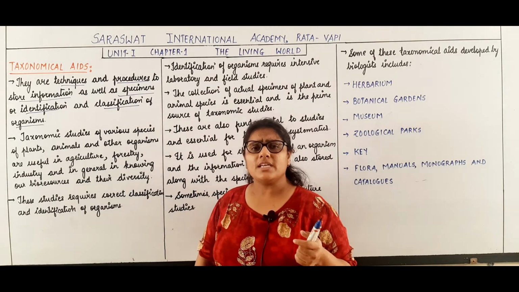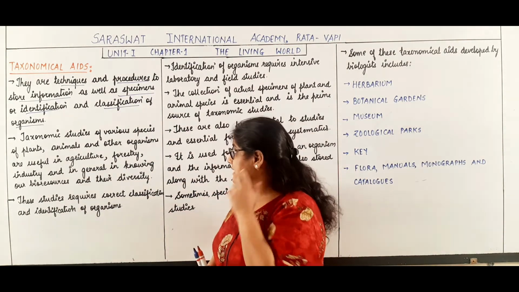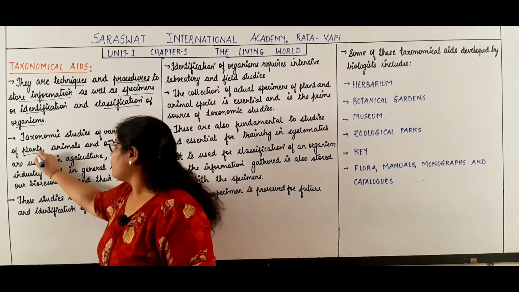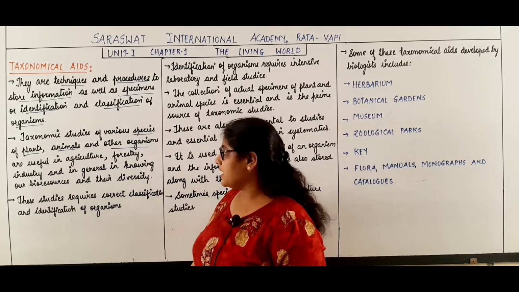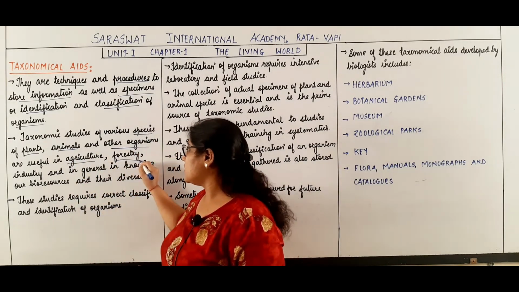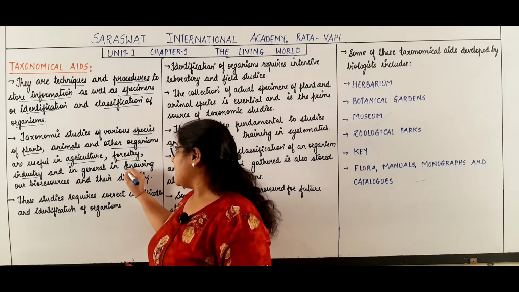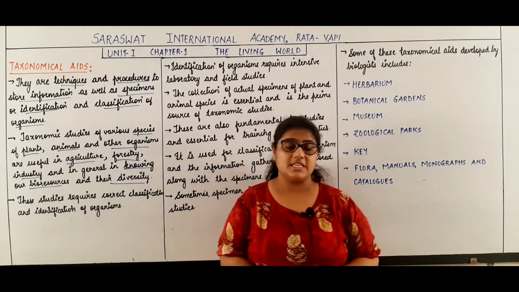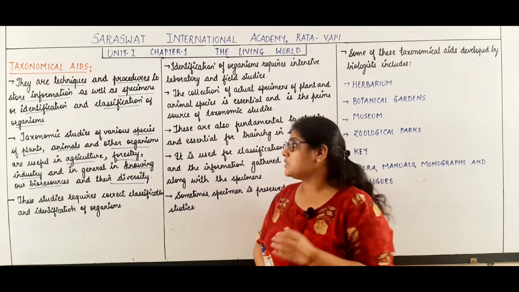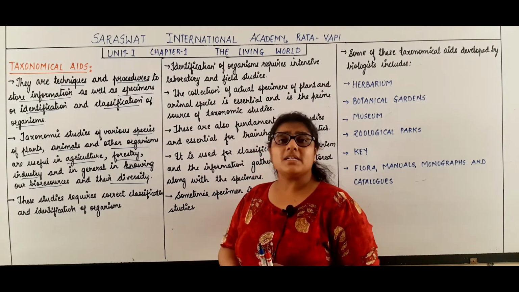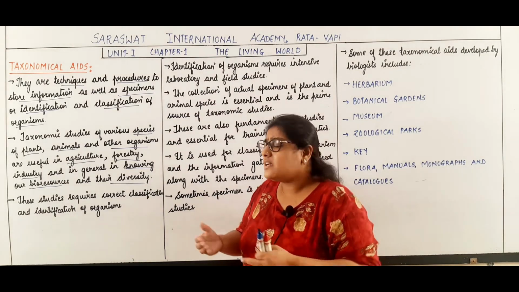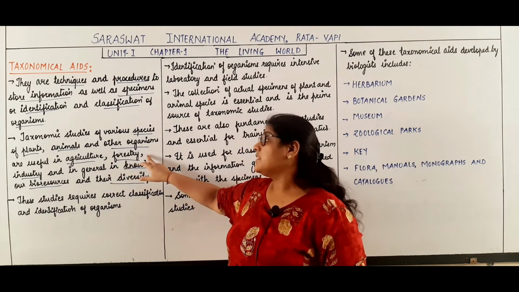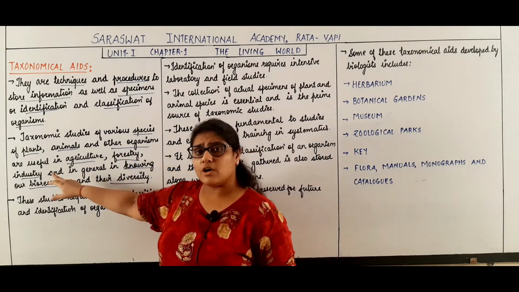Now students, what is the importance of the taxonomical studies? Taxonomic studies of the various species of plants, animals and other organisms are useful in agriculture, forestry, industry as well as in knowing the bioresources and their diversity. So taxonomical studies of plants, animals and other organisms are very useful in the field of agriculture, in the field of forestry, in the field of industry.